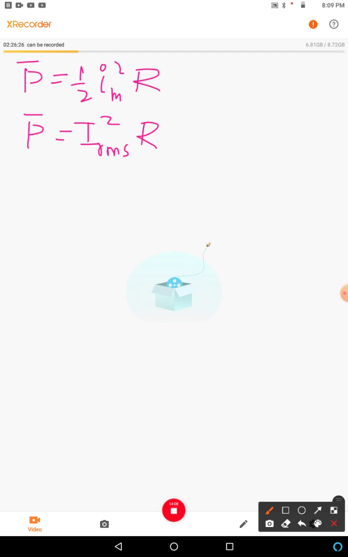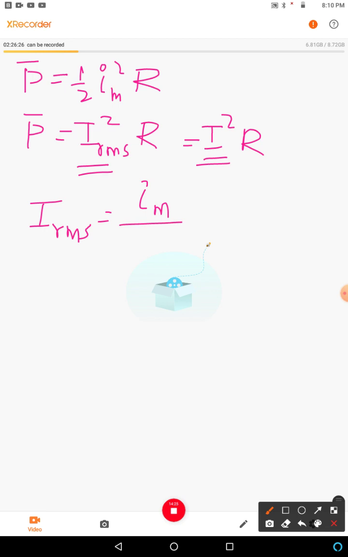In some textbooks they write I square R instead of I RMS square R. Therefore I RMS will be equal to, this is a very important relation, I maximum or peak value of the current divided by root 2. You can also write for the voltage, V RMS will be equal to V peak or V maximum divided by root 2.